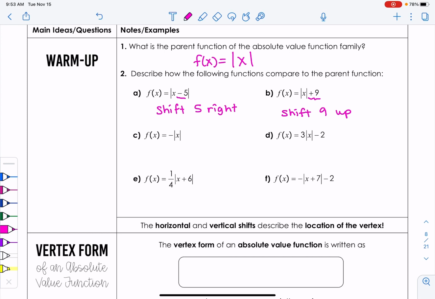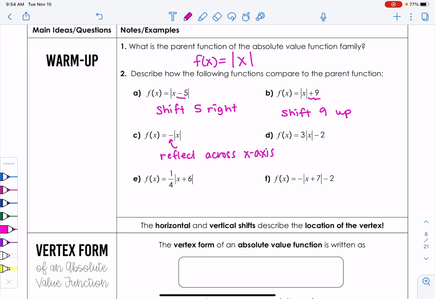Part C, f of x is equal to, we have an opposite. Opposite on the outside, opposite in general. That negative means it's going to reflect. If it's on the outside, that means that we are shifting, in this case, across the x-axis because it's going to shift an up or down shift. So we're going to reflect across the x-axis, right? Outside means up and down. So if you think up and down, the x-axis is what it's going to flip over.